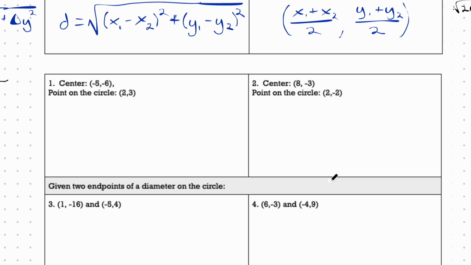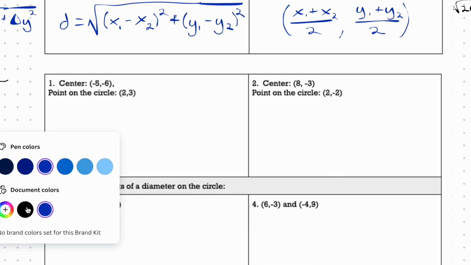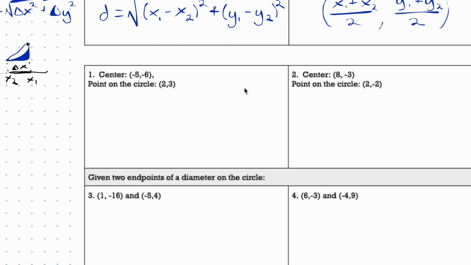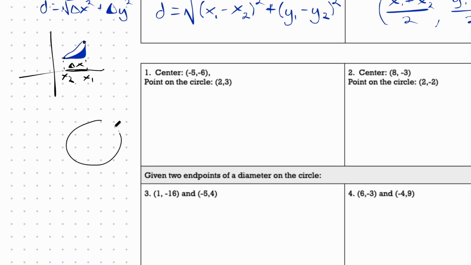So here, we're given the center. We're given that the center of a circle is -5, -6, and a point on the circle is 2, 3. And so what we need to do is find the distance between those, right? If we visualize this, we're given a point here, and then a point on the edge, and so we're going to try to find this distance so we can find the radius.